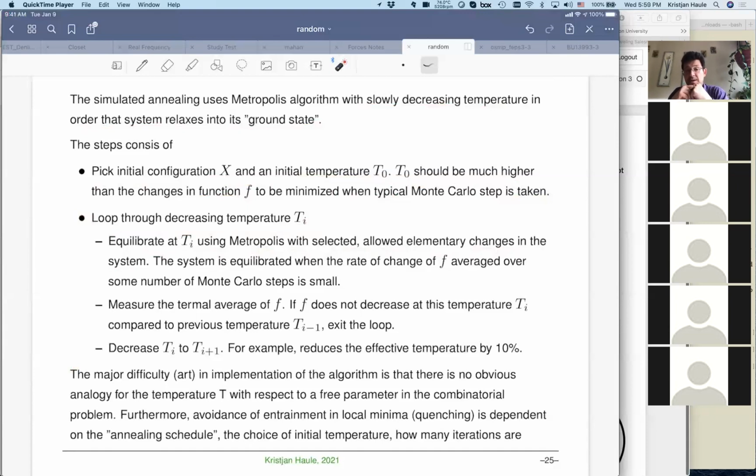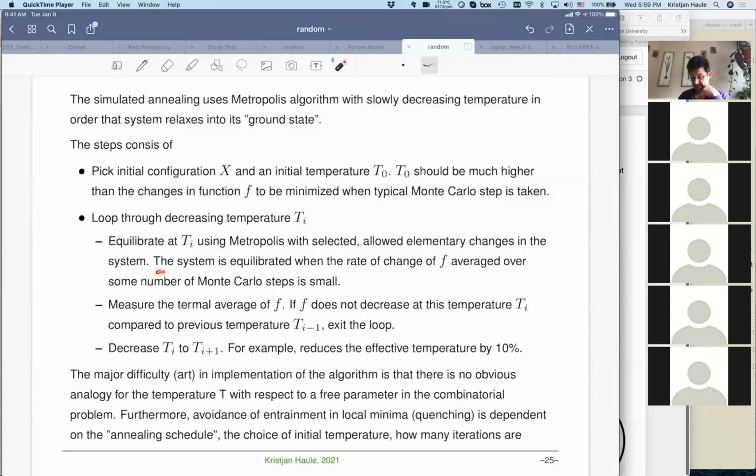For the Ising model, we were discussing two possible moves. One is to flip a single spin. The other one was to flip a domain. Okay, but in the traveling salesman problem, there is no such simple thing as flipping a spin, is there? So you need to invent better moves. Okay, and we'll discuss what the good moves are.